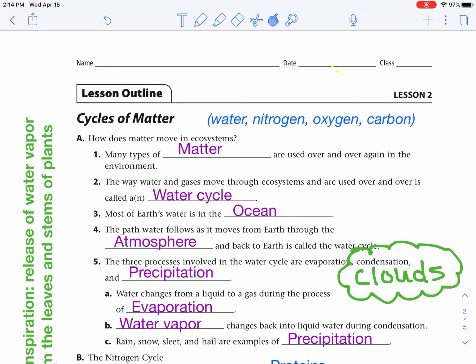Hey guys, let's go ahead and go over our lesson 2 notes, cycles of matter. The 4 cycles are water, nitrogen, oxygen, and carbon. And by cycles, we see that it goes from the atmosphere back down to the earth and back up to the atmosphere and round it goes.